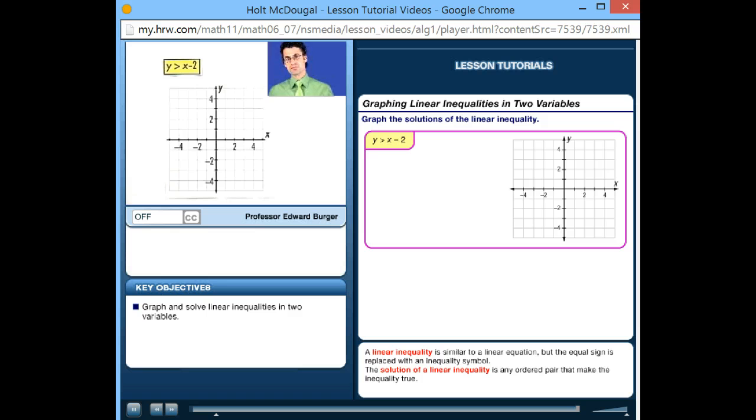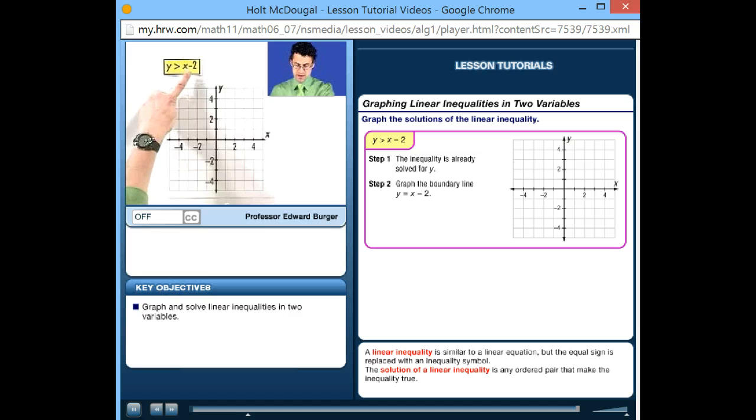Well, the first thing I do is realize that what's really going on here is I'm going to cut the plane up into two pieces. And the boundary between one piece and the other piece is going to be the straight line given by putting an equal sign in here, y equals x minus 2. So the first thing we do is consider what's called the boundary line, which is the equation that you get by putting an equal sign in here.